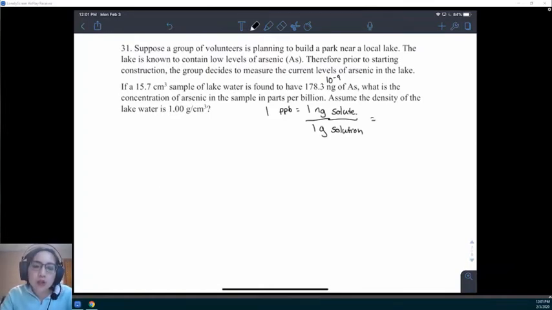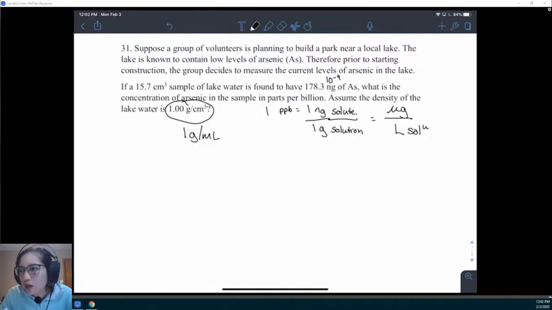Or since we're using water, and water is typically 1 gram per 1 centimeter cubed, or that's what the density is, or 1 gram per milliliter, we can also report ppb in micrograms per liter of solution. Sorry, not milligram, that's ppm. So I will show you two ways to do this question. The first way, we'll use this first definition.